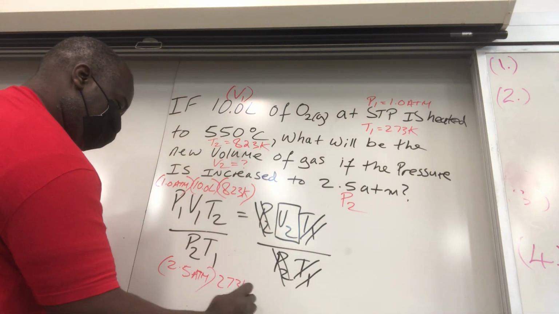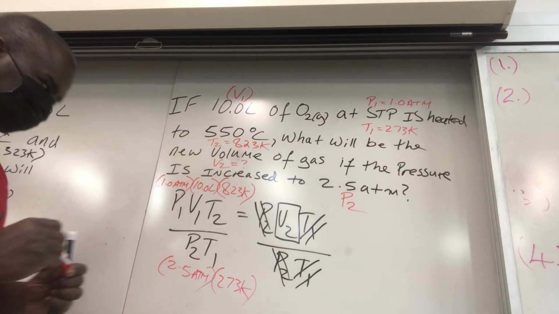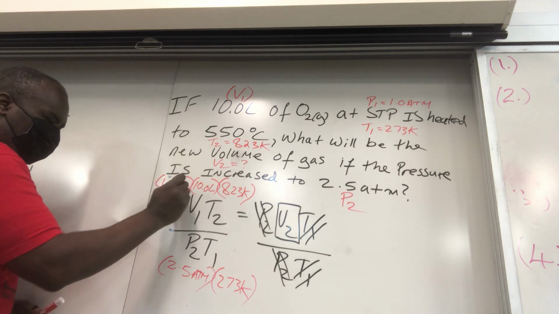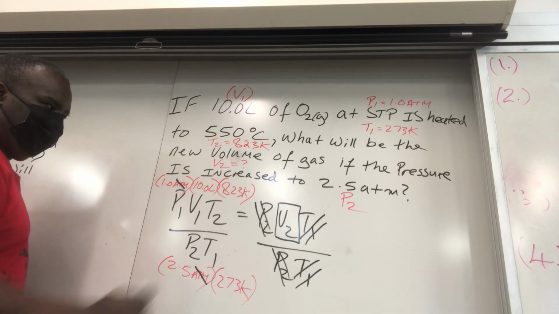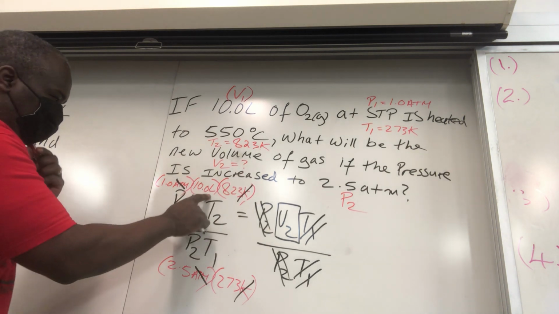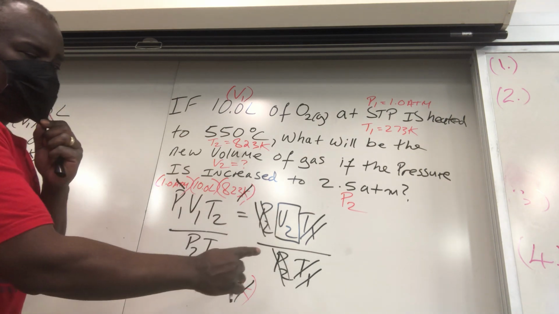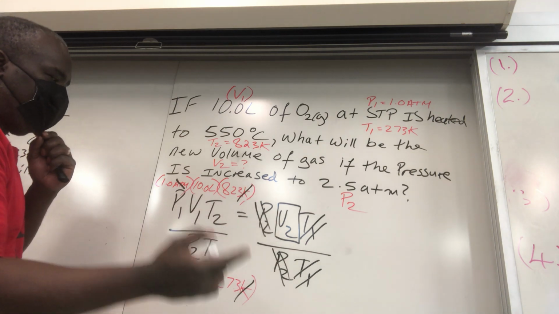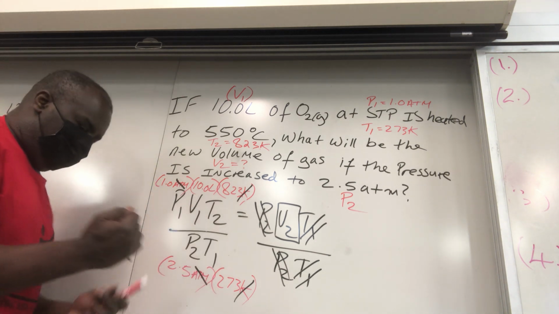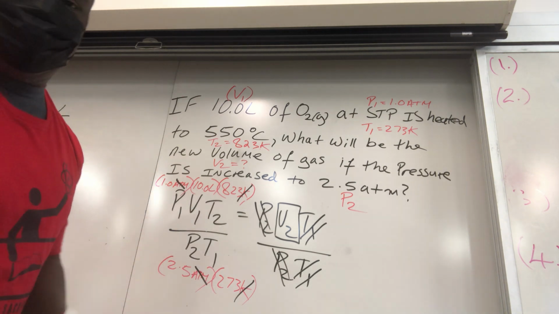Our T1, our initial temperature, is 273 Kelvin. All right, let's check our units, how they cancel. We have ATMs here, they cancel. We have Kelvin here, we have Kelvin there, they cancel. What are we left with? We're left with liters. What are we looking for? We're looking for volume. So we're happy. Now, all we gotta do is simply calculate it.